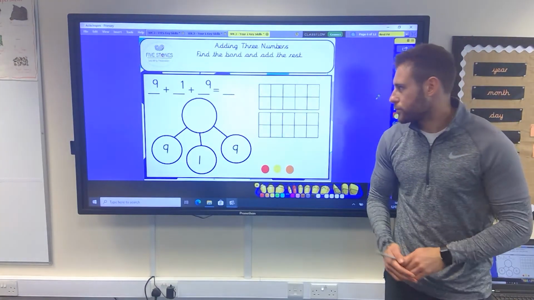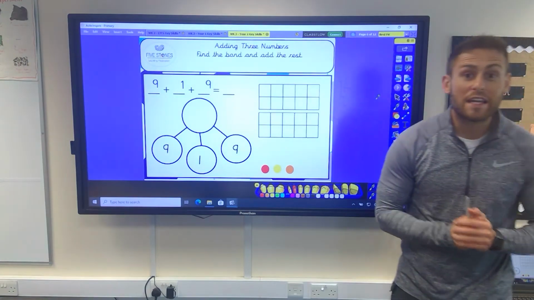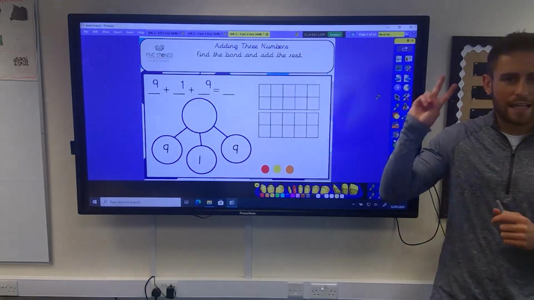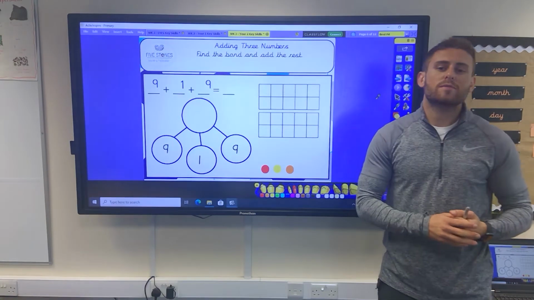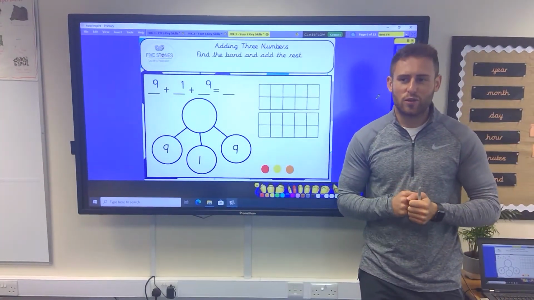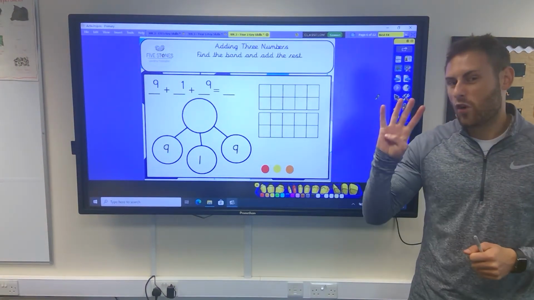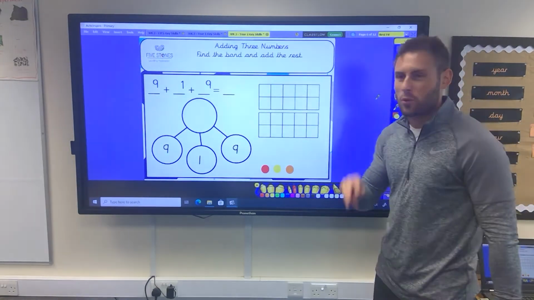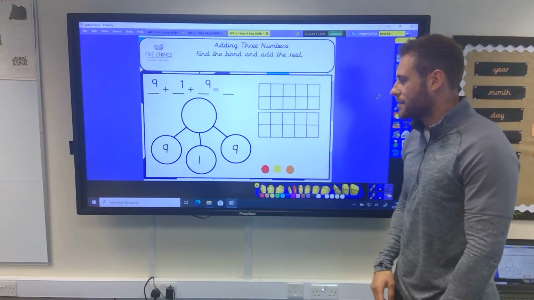Task number 2 now. We're going to be moving on to adding 3 numbers. So sometimes you might be asked to add 2 parts to make that whole. Sometimes you might be asked to make 3 parts to make that whole. Sometimes you might even be asked to make 4 parts to make a whole. But we're going to stick at 3 parts today.